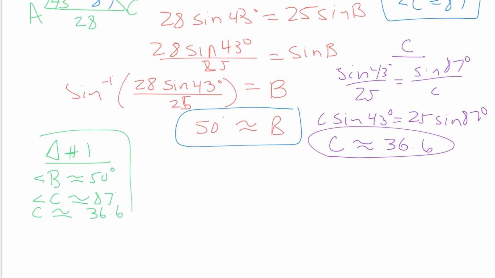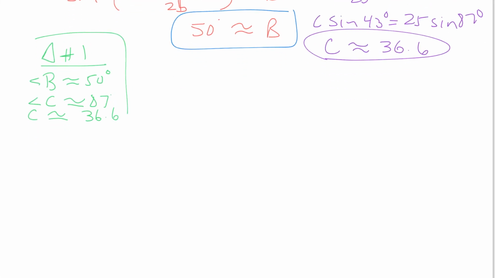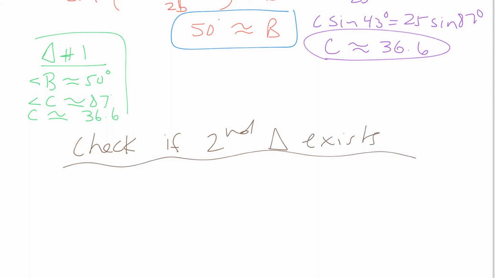Then what we need to do, since this is a side-side-angle problem, is determine if a second triangle exists. Let's write that down: check if second triangle exists. If we think about the first angle we found, angle B, to be 50 degrees.